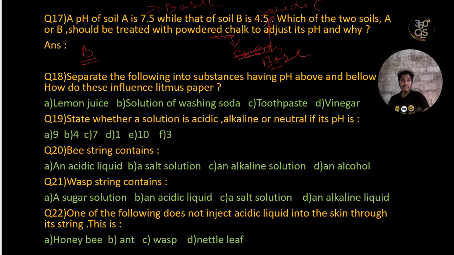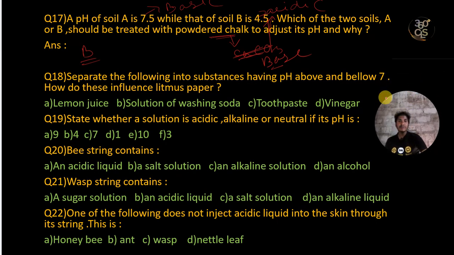The next problem is, separate the following into substances having pH above and below 7. How does this influence litmus paper? So lemon juice is acidic. Lemon is acidic in nature because lemon contains acid. So its pH will be less than 7. Then the solution of washing soda. Washing soda is basic, so its pH is more than 7.